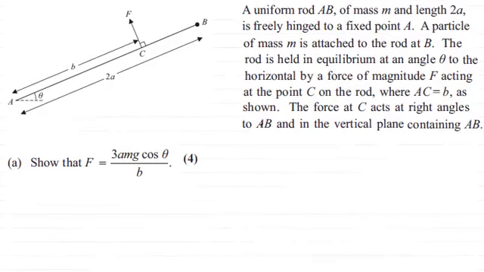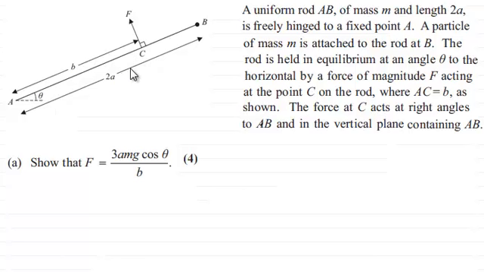Hi there. Now for this question we're given this uniform rod AB of mass m and length 2a, and it's freely hinged at this point A, and a particle of mass m is attached to the rod at B, and the rod is held in equilibrium at an angle of theta to the horizontal by a force of magnitude F acting at this point C, where AC equals b.